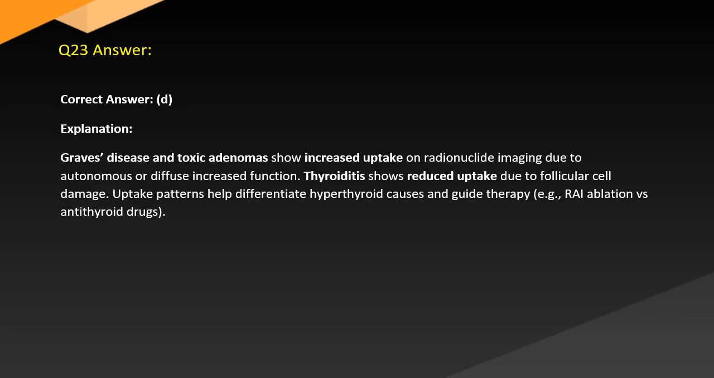Answer. Correct answer: D. Explanation. Graves' disease and toxic adenomas show increased uptake on radionuclide imaging due to autonomous or diffuse increased function. Thyroiditis shows reduced uptake due to follicular cell damage. Uptake patterns help differentiate hyperthyroid causes and guide therapy, e.g., ablation versus antithyroid drugs.